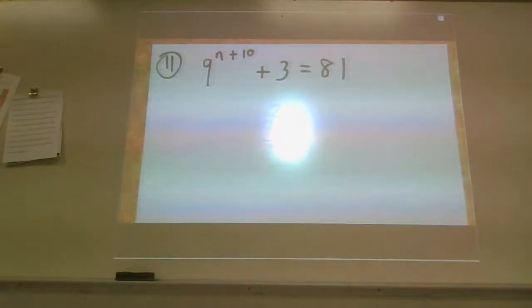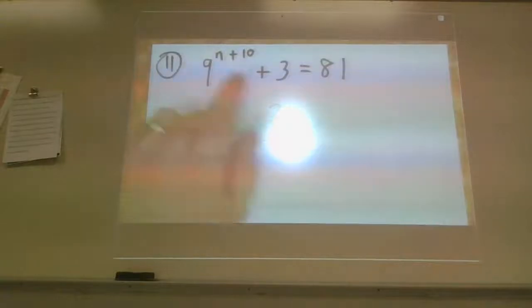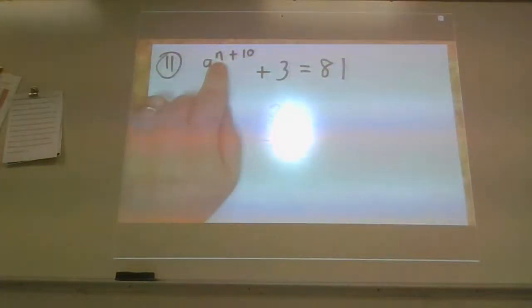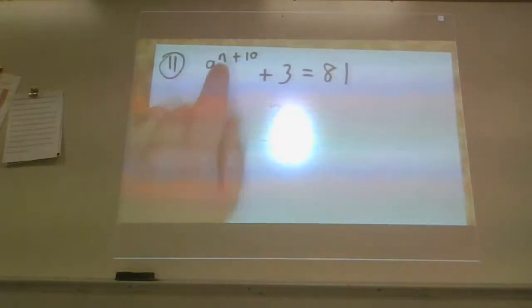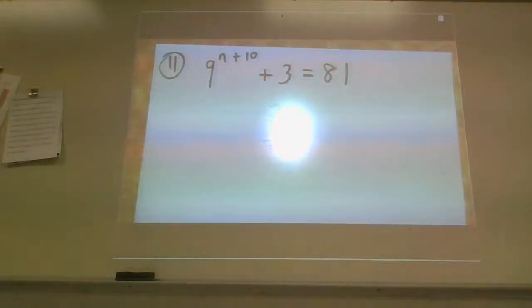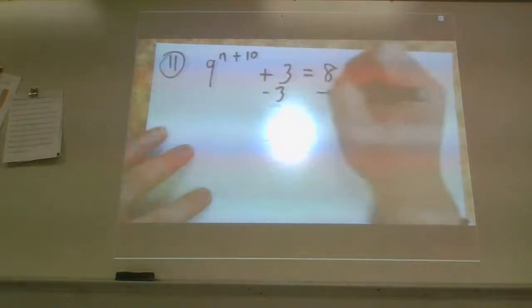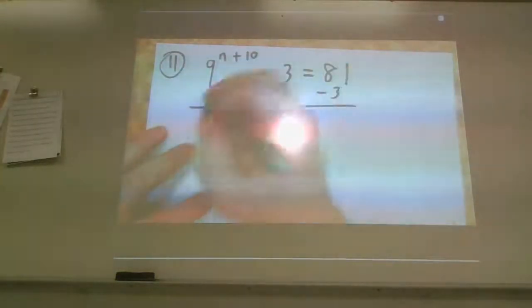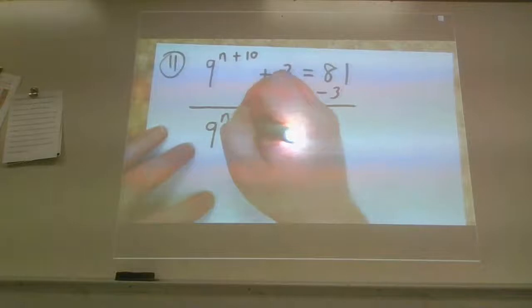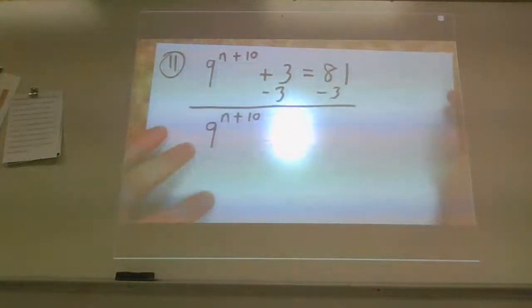But I'm looking at this problem. The goal is to solve for the variable. At some point, logarithms will be needed. How do I know that? There's a variable in the exponent. First things first, I'm going to subtract 3 to start this problem. That is the best way to get this thing going. 9 to the n plus 10 power equals 78.